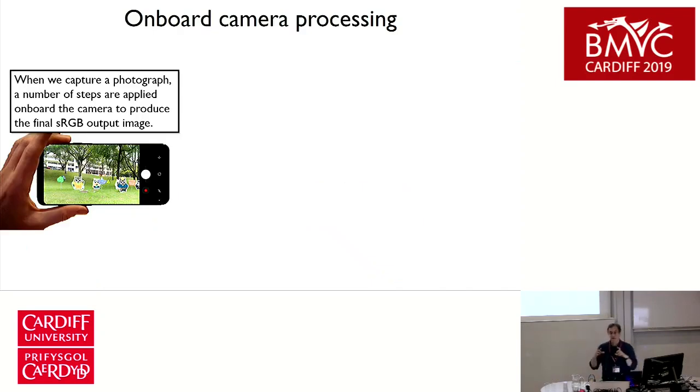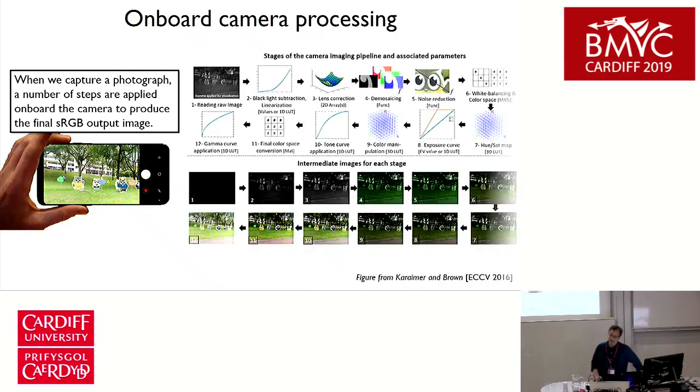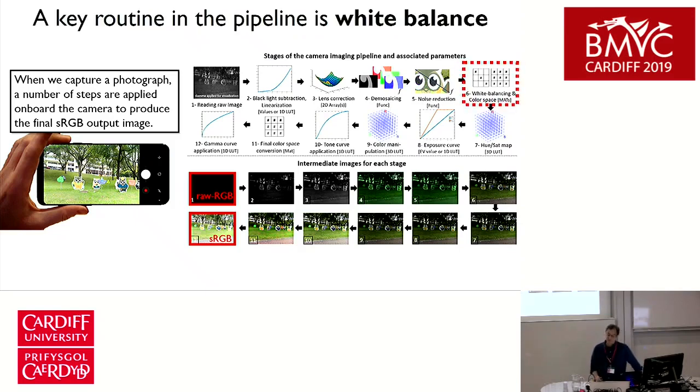Let me just talk about taking a photo first. When you take a photo on your camera, there are actually quite a few processing steps that transform the raw sensor image into the sRGB image. What I'm going to talk about today is the white balance procedure. One of the crucial steps that we apply is white balance.